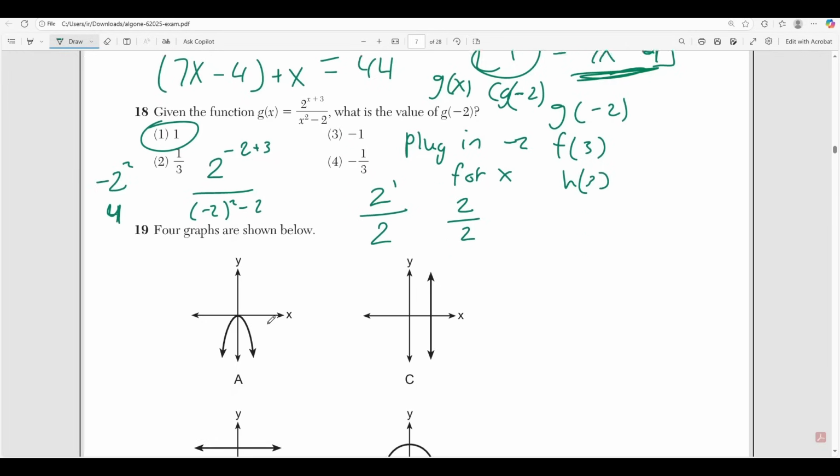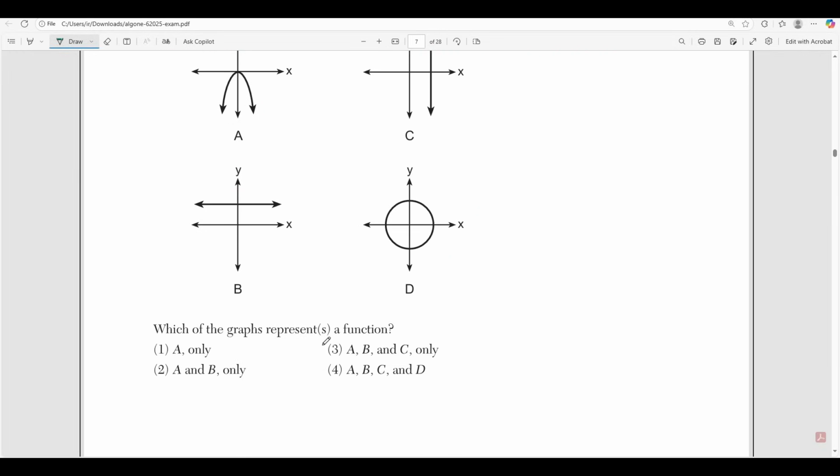Number 19 says that 4 graphs are shown below. Which one of the graphs represents a function? So for something to be a function, you need to be able to draw a straight line through it, and it needs to intersect the graph only once, okay? So if I look at choice D right now, if I draw a straight line going up and down, or a vertical line, by the way, this is called the vertical line test. If I draw a vertical line through this graph, it will pass through 2 points. And because it passes through 2 points, this is no longer a function, okay?